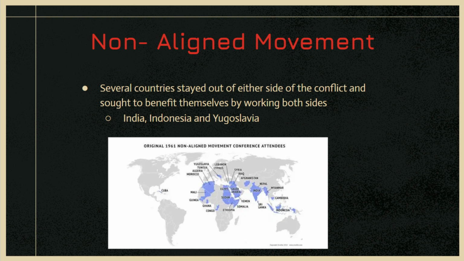But of course, not everyone in the world is trying to take part in this Cold War tension. We see the rise of what's called the Non-Aligned Movement. So there are several countries that'll stay out of this and they're not going to take a side with either the Soviet Union or the Western democratic countries. The most famous ones that are kind of known for working both sides and getting benefits from both are going to be India, Indonesia, and Yugoslavia.